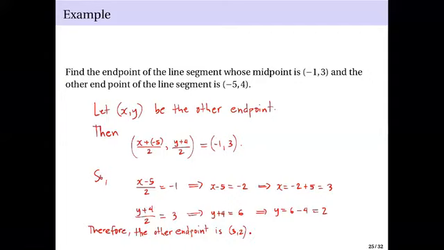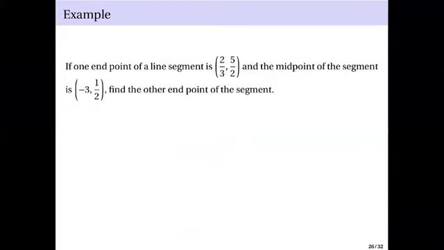Let us proceed with our next problem. If one endpoint of a line segment is (2/3, 5/2), and the midpoint of the segment is (-3, 1/2), find the other endpoint of the line segment. So, similar question as before.